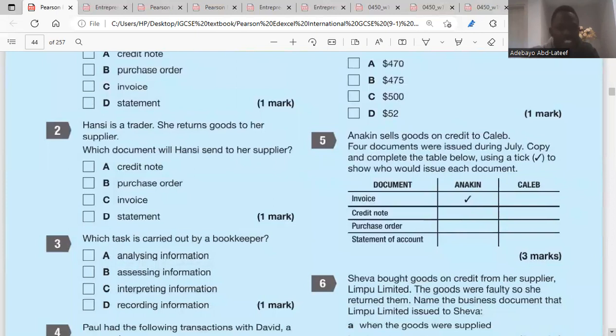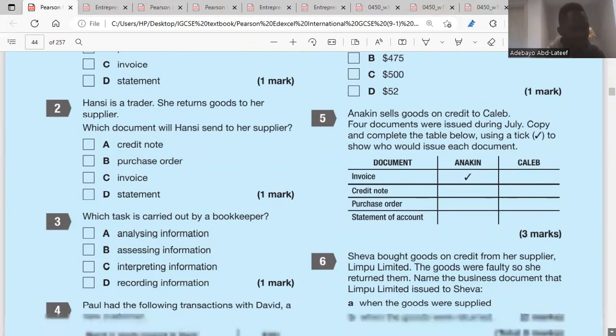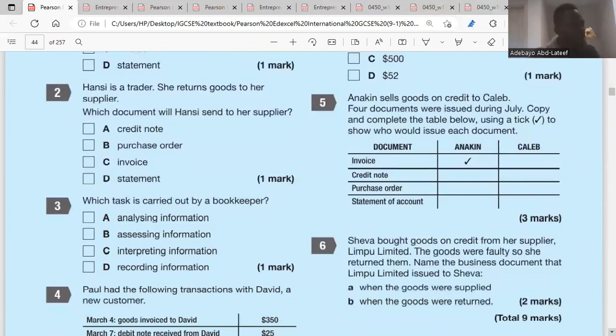Nancy is a trader. She returned goods to her supplier. Which document will Nancy send to her supplier? The answer is a debit note. None of these options are right. Nancy will issue a debit note to her supplier, then her supplier will issue a credit note. Is it clear? So the answer is a debit note too. The options are wrong.